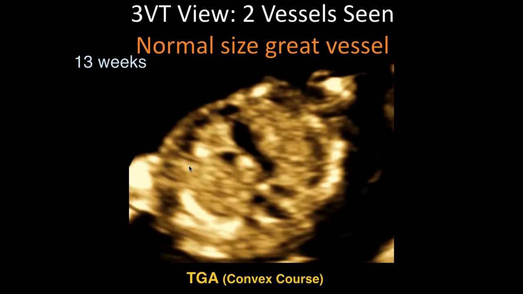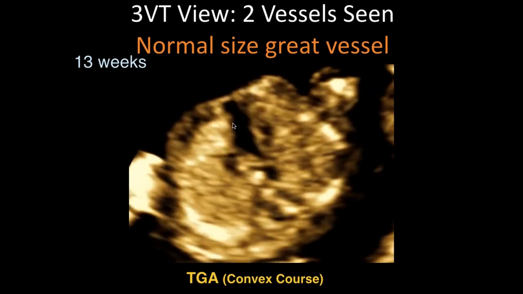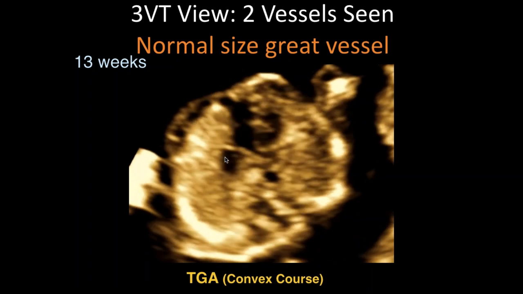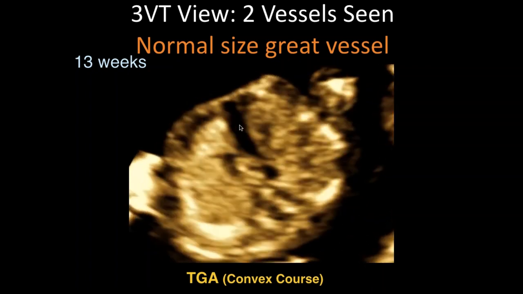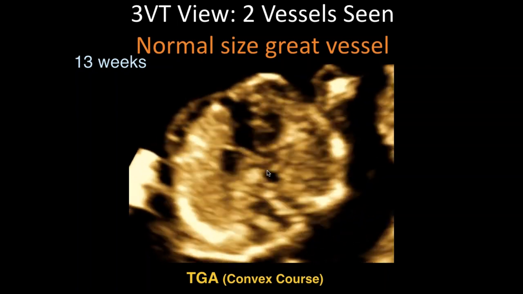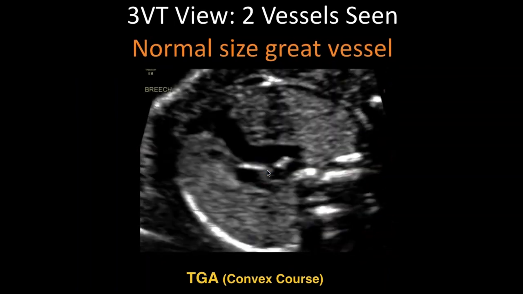Here's another patient at 13 weeks, and look here. I see only one vessel coming down. This is the superior vena cava here. And that's the trachea. And that vessel is normal in size. So that's a classic case of transposition of the great arteries.